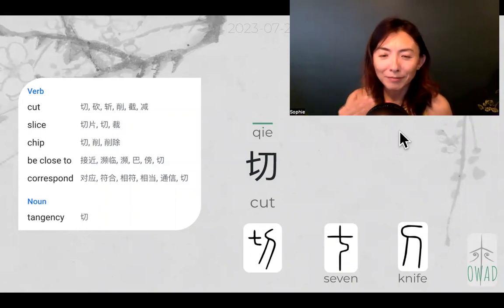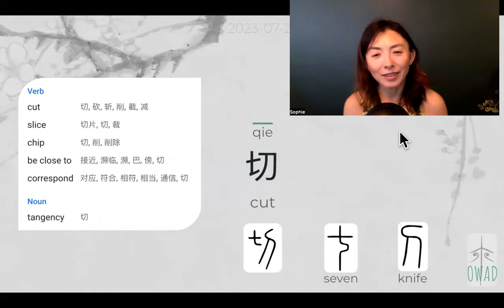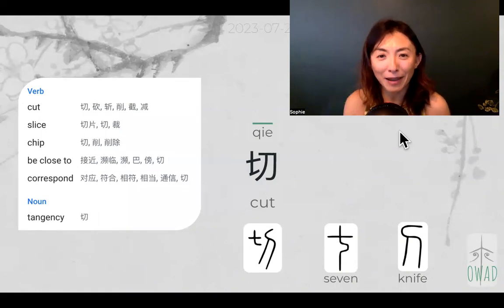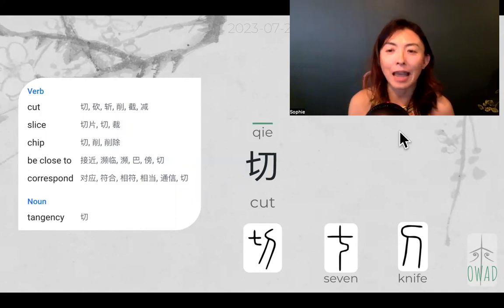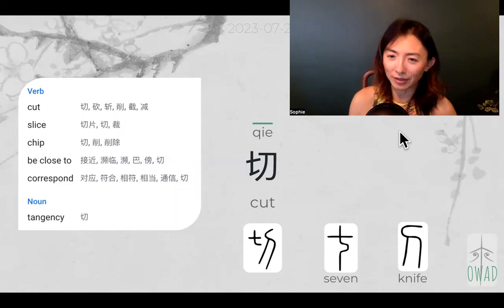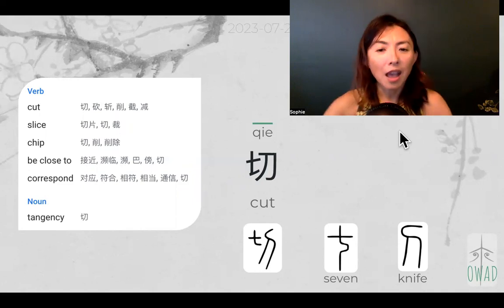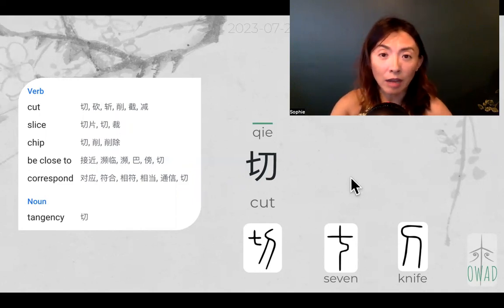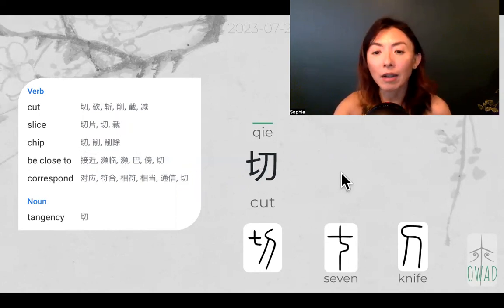Qie, it may be difficult to pronounce because my American-born son couldn't pronounce this particular sound well, and I figure probably English doesn't have it. So qie, qie. Okay, that's how it sounds. We actually use this character a lot because it means cut and it frequently occurs in our life.